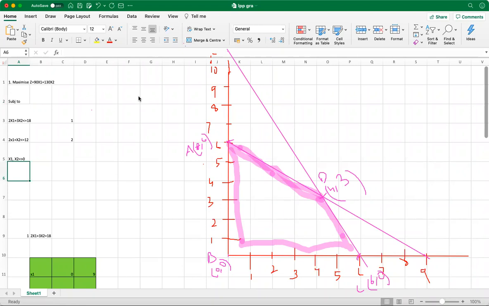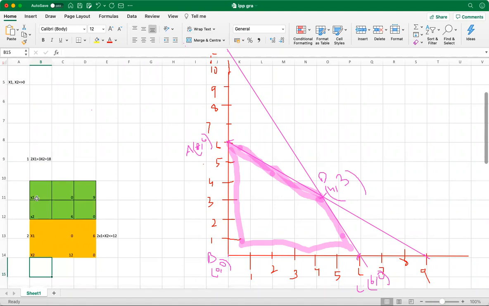ठीक है? So now when I plotted the graph, how did I plot the graph? Equation 1 में क्या था? I assumed x1 to be 0. मैंने assume किया. 0 कहाँ से आया? मैंने assume किया. तो x2 का वैल्यू निकाला. x2 0 and x1 का वैल्यू निकाला. ये फर्स्ट लाइन में किया.